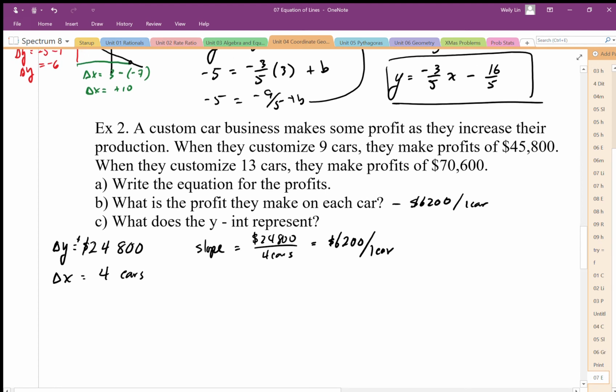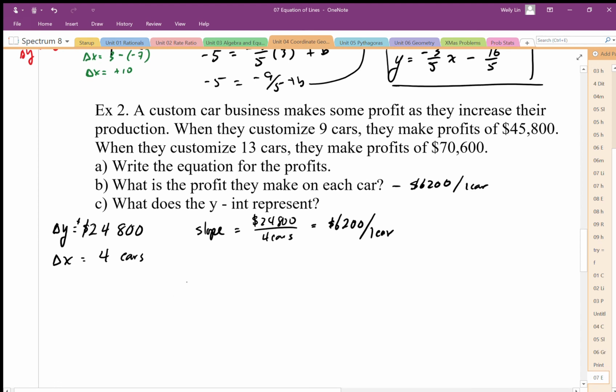Okay, so then I need to write the equation of this. So y equals the slope, 6,200 x plus b. So I still have to figure out my y-intercept. I can go backwards in groups of 4 cars, but it's kind of hard. I can go backwards 6,200 for every car, and that would work. But again, we can always plug in x and y. So I'm going to plug in the y. The profit is 45,800 when they make 9 cars.